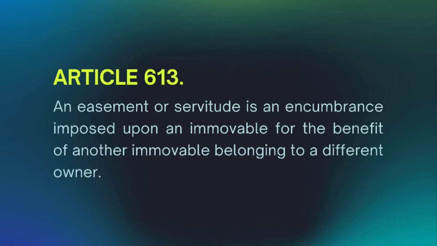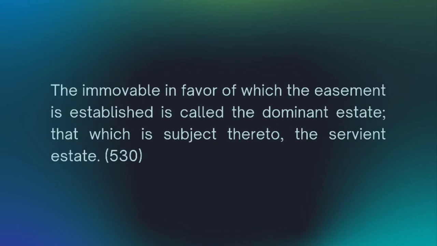Article 613. An easement or servitude is an encumbrance imposed upon an immovable for the benefit of another immovable belonging to a different owner. The immovable in favor of which the easement is established is called the dominant estate. That which is subject thereto, the servient estate.